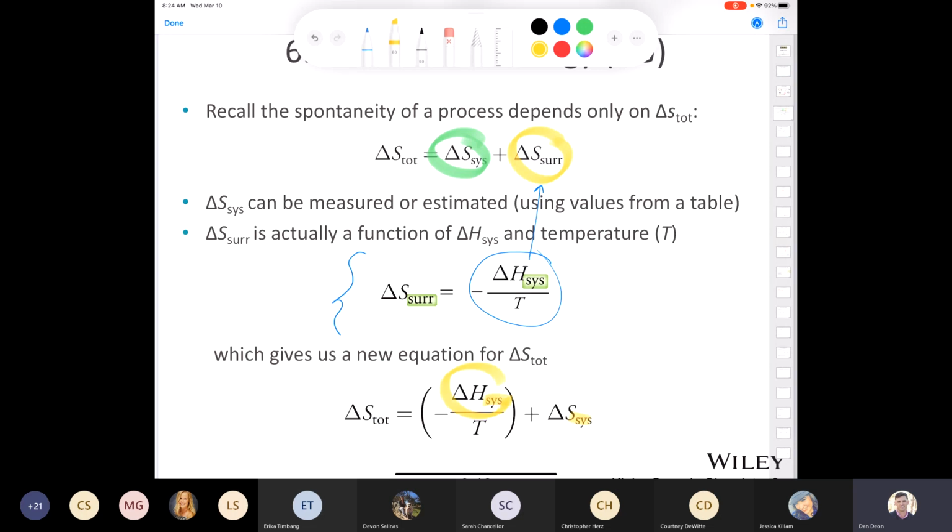And you're thinking, well, come on, I can go look up the delta H values in a table. I can look up the S values in the table. It's getting better all the time, right? That's what Paul McCartney said.